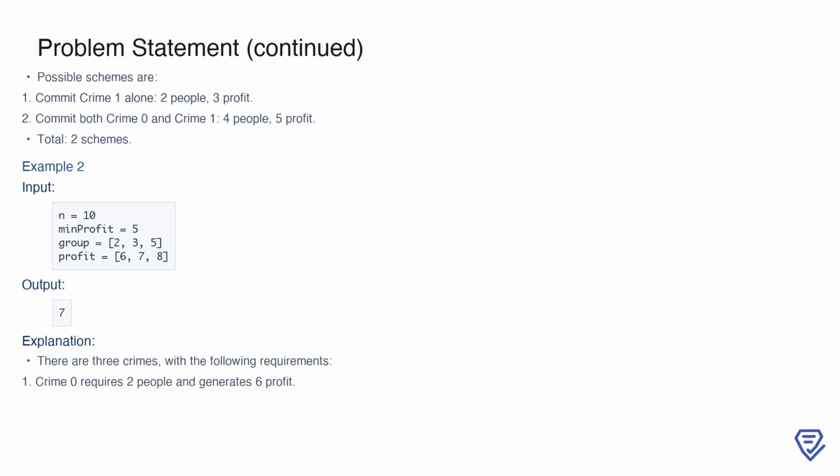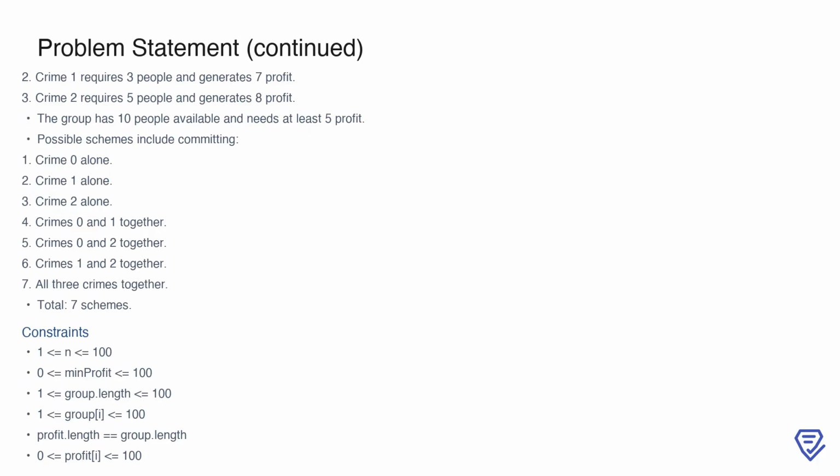Moving on to another example, let's consider a scenario where there are 10 people, a minimum profit requirement of 5, and 3 crimes to evaluate. In this second example, the group array is 2, 3, 5, meaning the 3 crimes require 2, 3, and 5 people, respectively. The profit array is 6, 7, 8, indicating the profits generated are 6, 7, and 8. The group has 10 people and needs at least 5 profit.